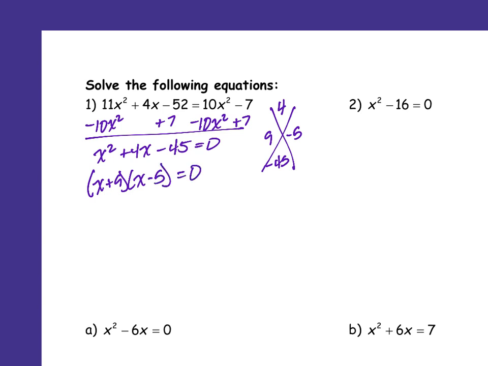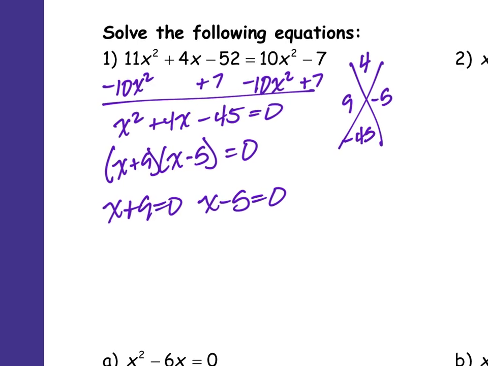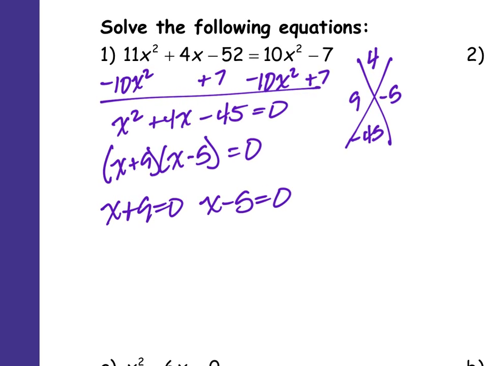And really, this is what I always try to do first, is to factor, because factoring is so much easier than the quadratic formula. So if you can factor, awesome. That's the easiest way to do it. So I have 2 things multiplied together that equal 0. That means one of the things equals 0. So either x plus 9 equals 0 or x minus 5 equals 0. So that means x is going to equal either negative 9 or positive 5. And there's my answer.